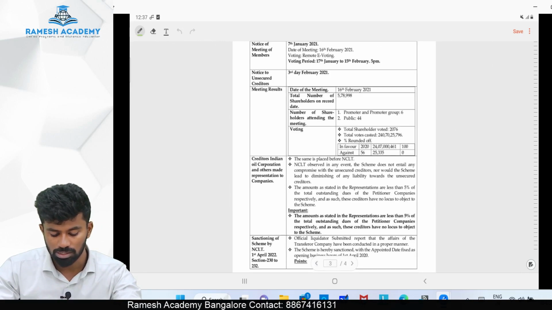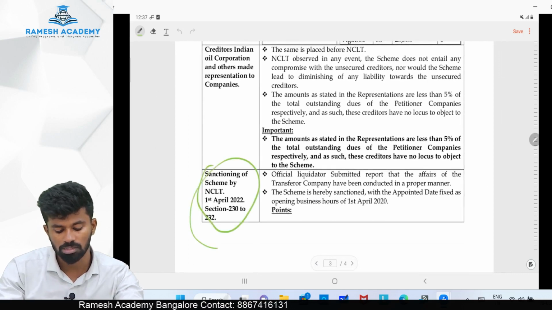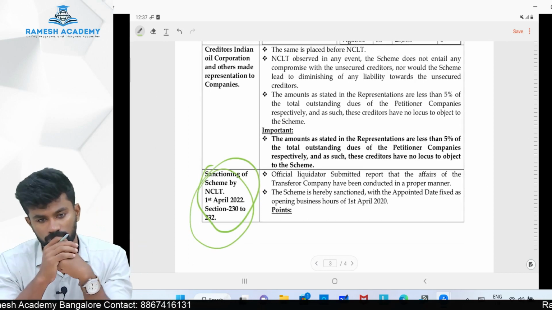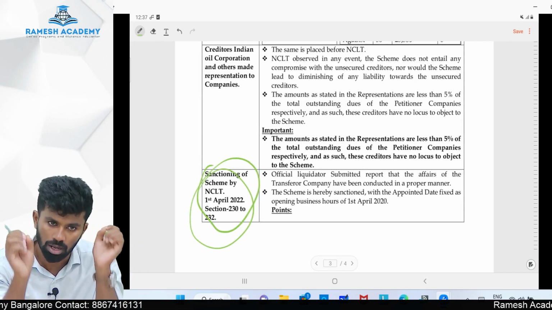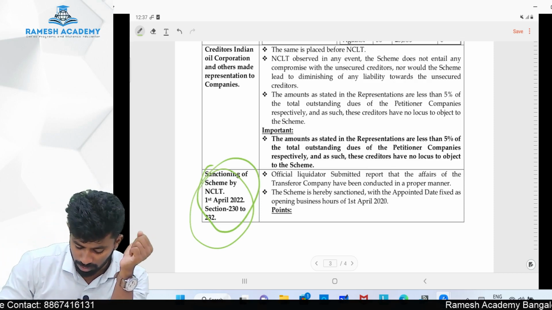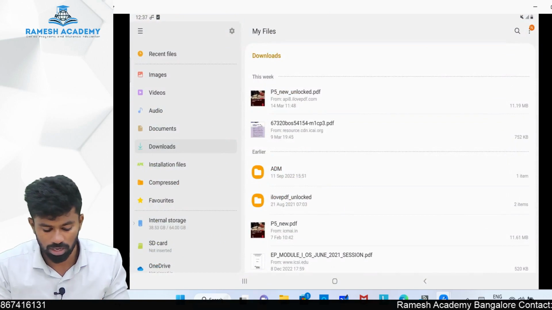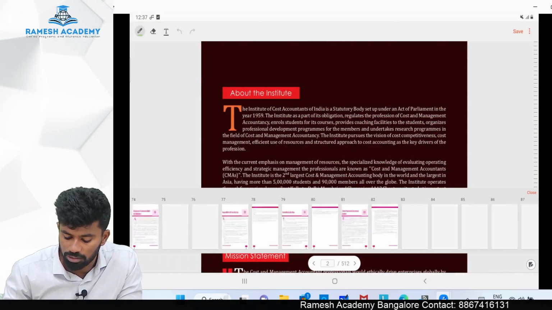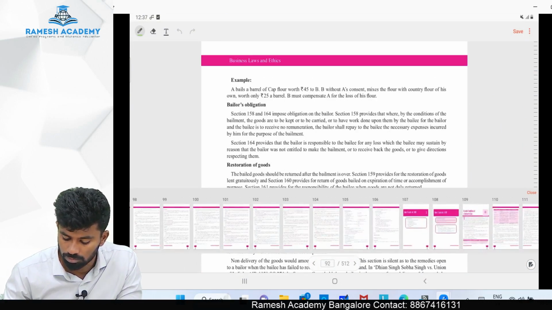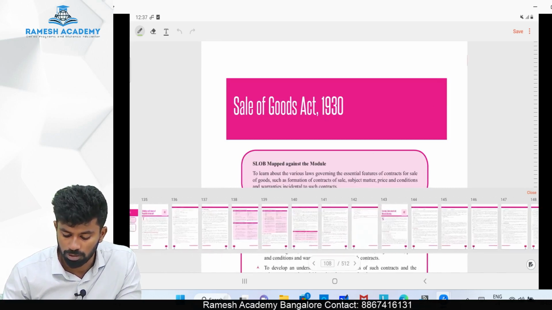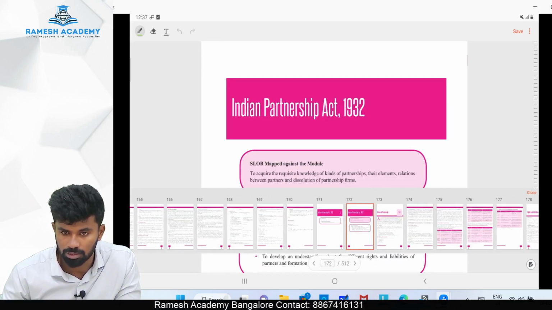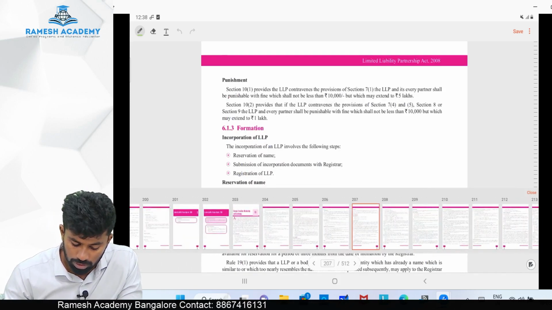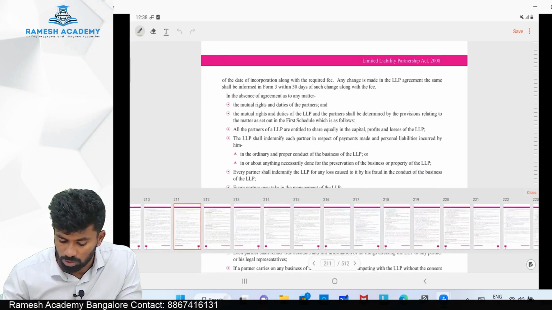At the end, NCLT will sanction the scheme. So once NCLT sanctions the scheme, that arrangement will take effect. This is how a compromise or arrangement happens. Okay, this is for companies, and what we discuss is for LLPs, limited liability partnerships. Tell me, does compromise require approval of NCLT? Do we need to take approval of NCLT for compromise or arrangement? Yes, we must take approval of NCLT. This is with respect to compromise or arrangement.